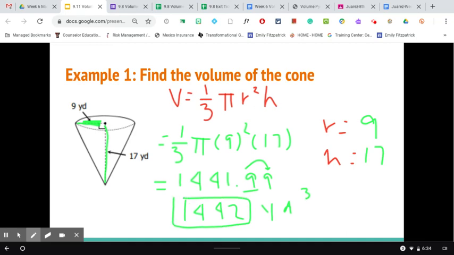But remember, in your assignment, just put in the numbers, nothing else. And yeah, it's that easy. You just take the radius, you take the height, and plug it in. So let's do the second example.